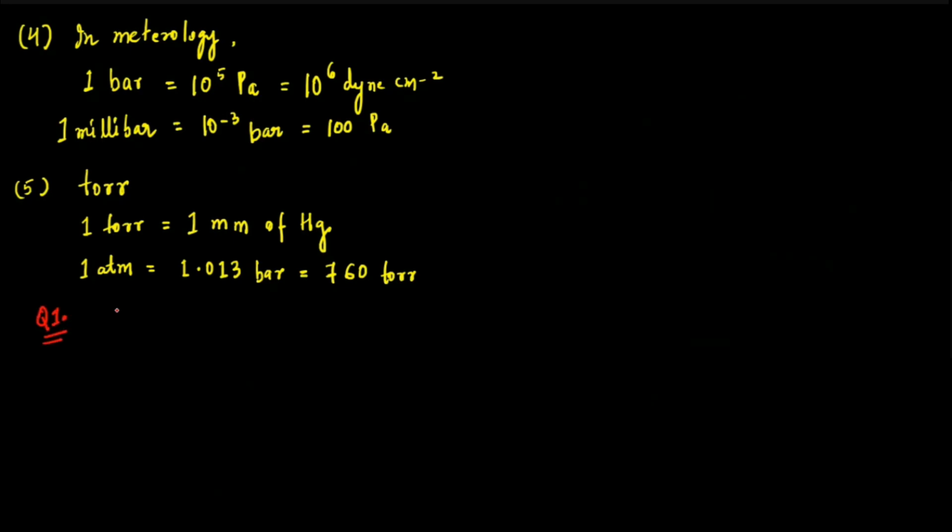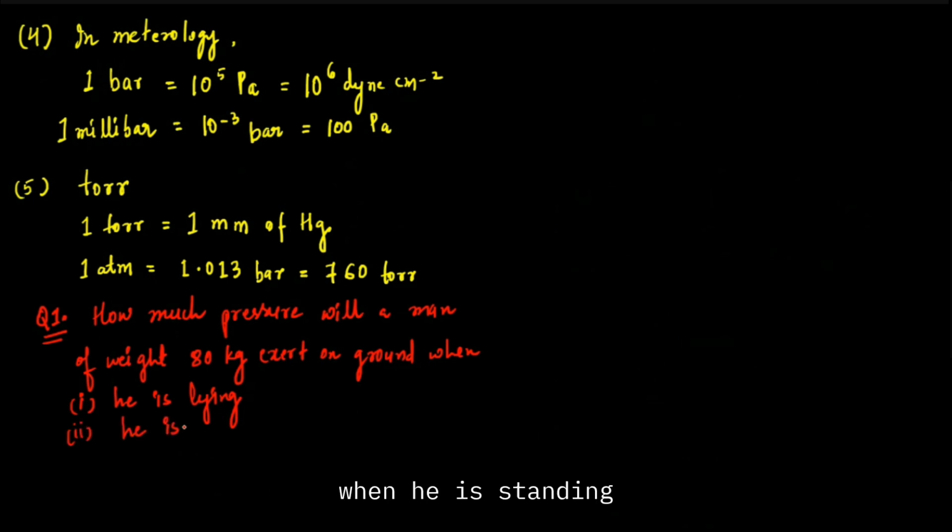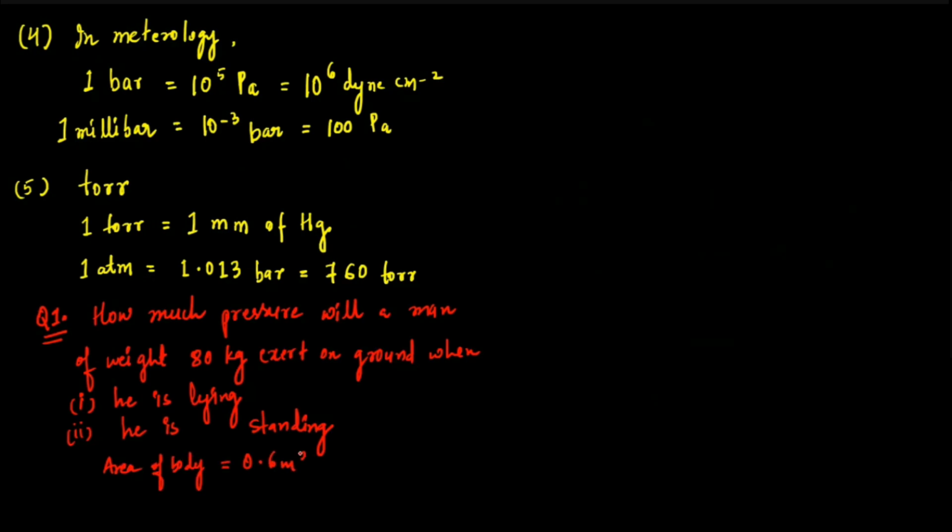So the question says, how much pressure will a man of weight 80 kg exert on the ground when, first part, he is lying, second, when he is standing. What is given to us is the area of the body is 0.6 meter square, and that of the foot is also given, which is 80 centimeters square.